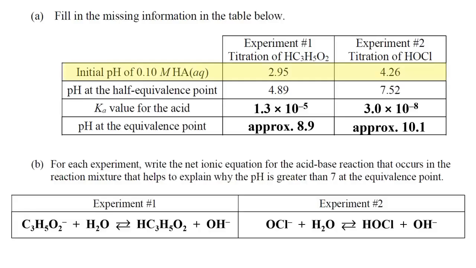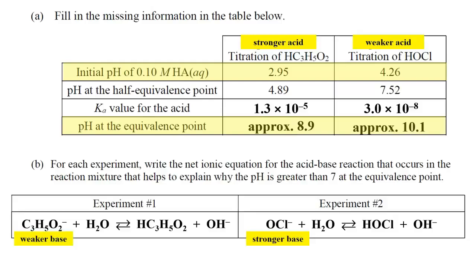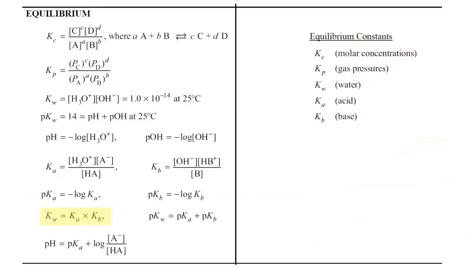So based on the comparison of those Ka values and the initial pH, I've got the stronger acid and the weaker acid, but then looking at the pH at the equivalence point, it's weaker base and stronger base. Again, inverse relationship between the strength of the acid and the relative strength of the conjugate base. So really highlight this particular portion because this will help us answer this question. Stronger base, weaker acid. Weaker acid, stronger base, and then higher pH at the equivalence point.